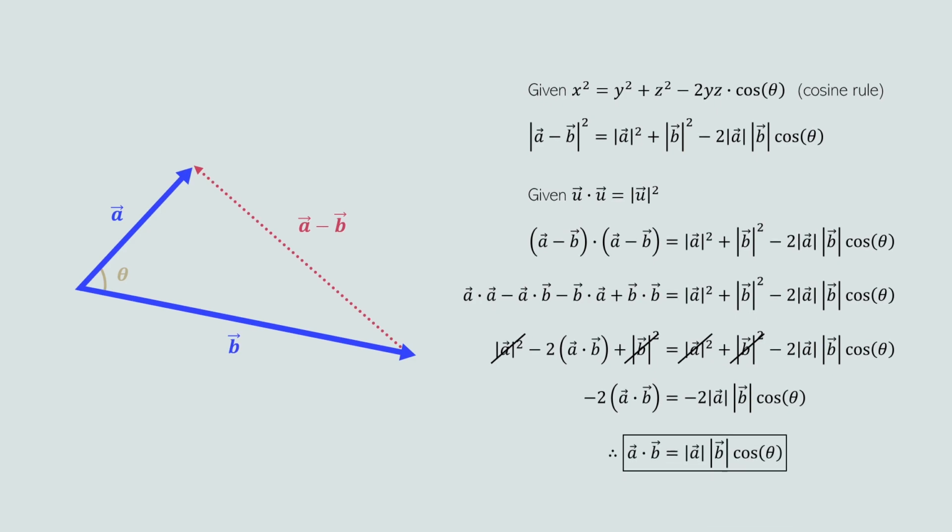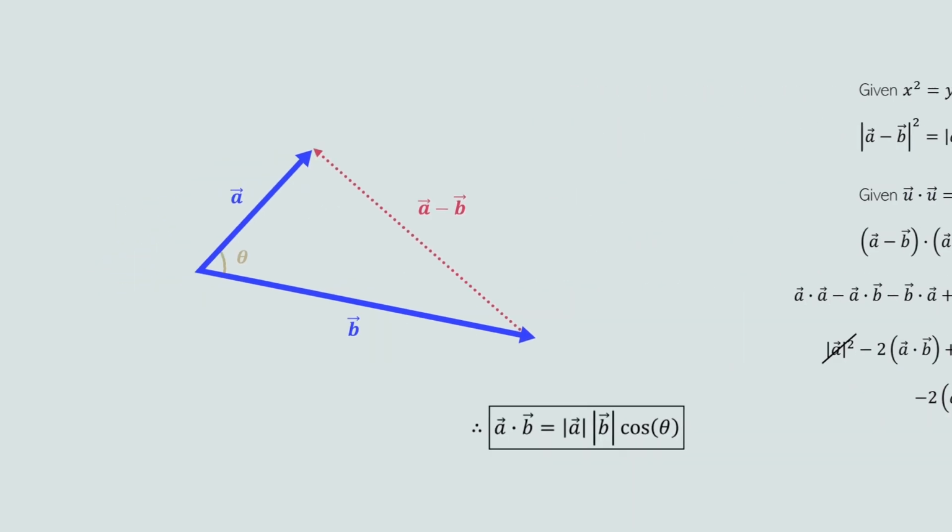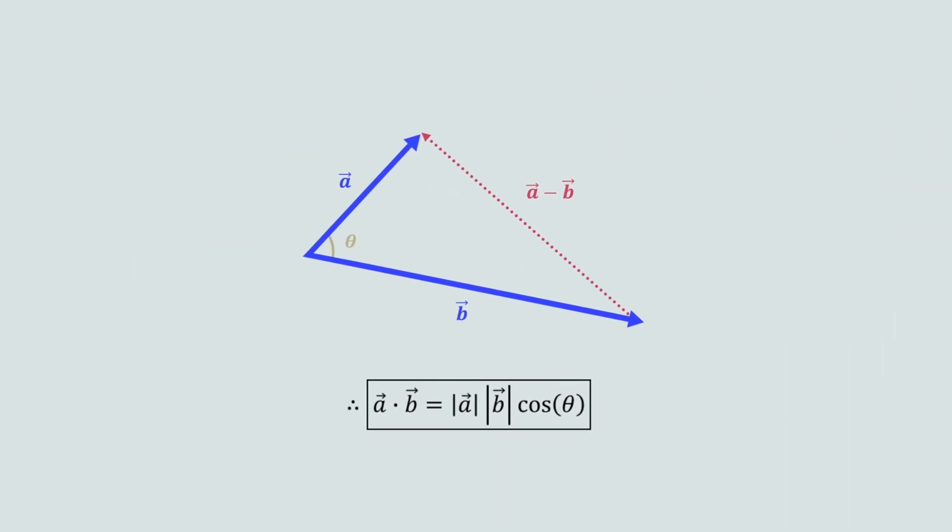Next, we divide both sides by negative 2, and very nicely, we reach our formula. a dot b equals magnitude of a times magnitude of b times cosine theta. And this is a geometric interpretation of the dot product, which we have proved by using the cosine rule.